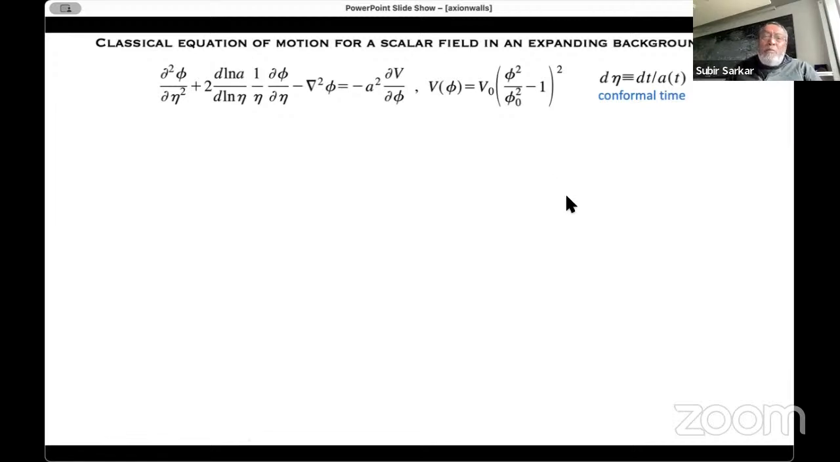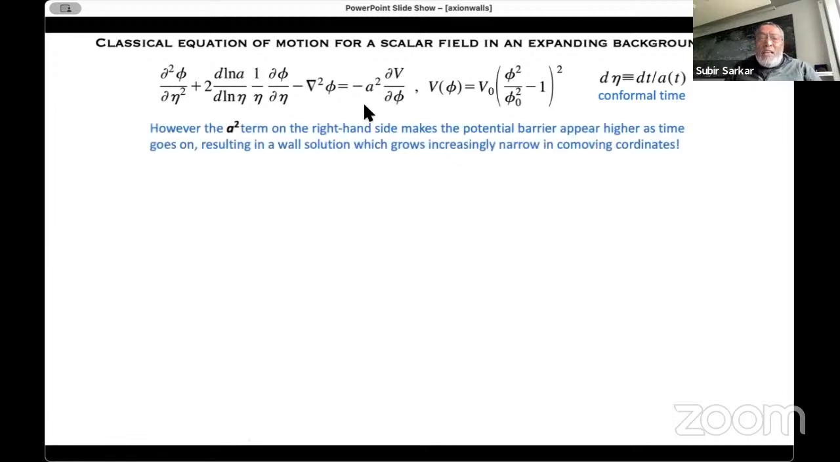And this is a problem numerically, because as you see, as A increases as time goes on in your cosmological simulation, this barrier is getting higher and higher. And that means that the wall solution, which I showed in the previous slide, gets increasingly narrower in co-moving coordinates. So it's very hard to model this on a lattice, on a grid.